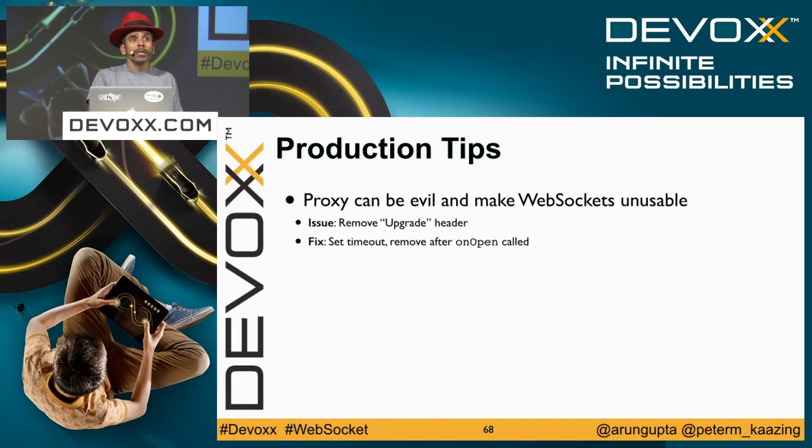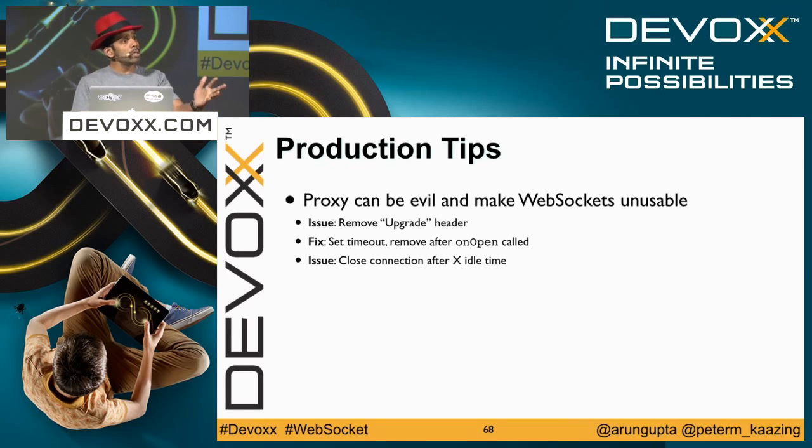So what you do is, when you are setting up a WebSocket connection, you set a timeout. And once the connection is open, in onopen, you remove that timeout. That way it makes sure that, okay, if in 3 seconds the connection is not done, that means it's not open. If it's done, then you just remove that timeout. So that's one way you can fix it.